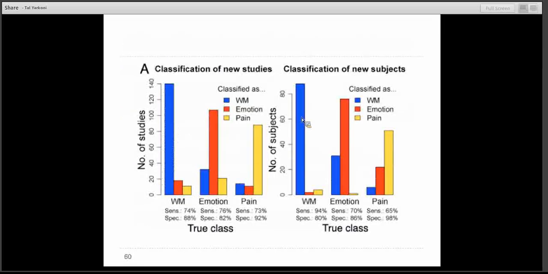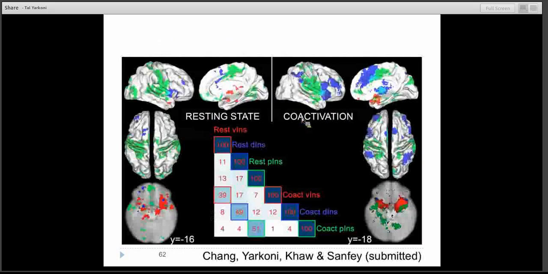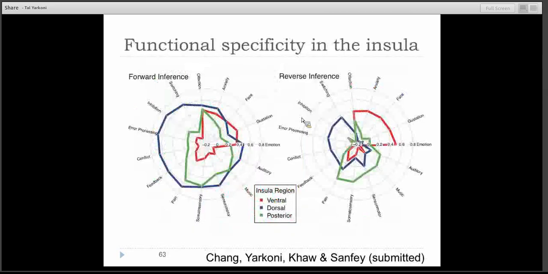I think more interesting is the fact that we can also take individual subjects and do the same thing. We can take subjects from working memory studies, emotion, and pain, and ask on a subject-by-subject basis, what type of study do these subjects come from? We can do that reasonably well, substantially above chance, about 80% accurate. Again, based purely on the literature, right? There's no fMRI, no raw data going into these classifiers at any point, but nonetheless, based on the literature, we can decode states in new subjects, which is, I think, kind of exciting.